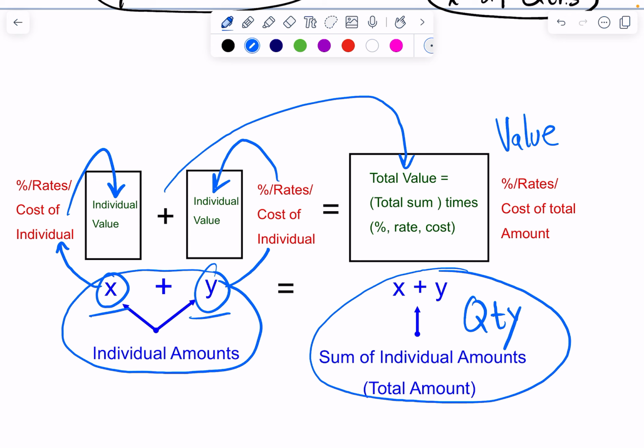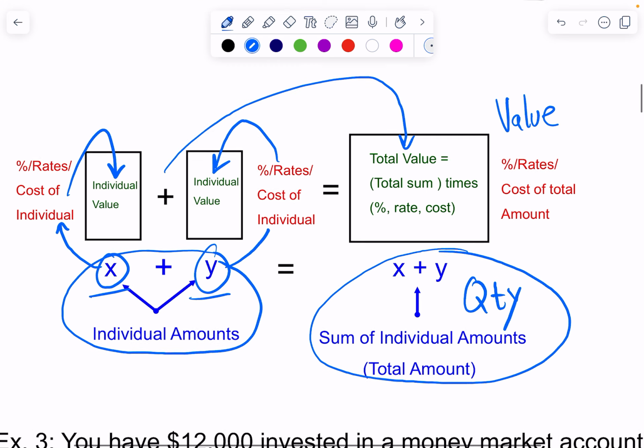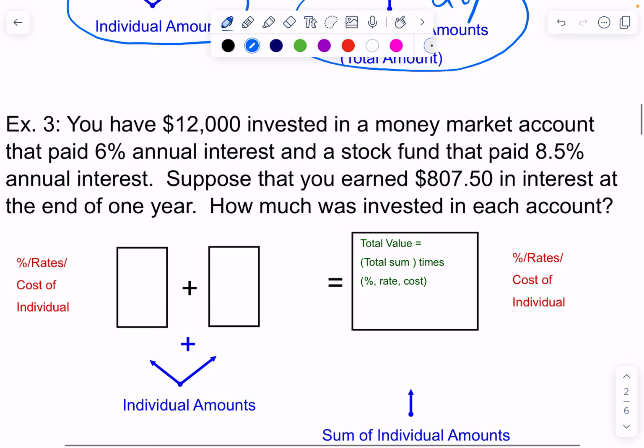So let's look at this in an actual example, and I think that's going to make life a lot easier for you. You're going to understand how to make this table. You have $1,200 invested in a money market account that paid 6% annual interest and a stock fund that paid 8.5% interest. Suppose that you earned $807.50 in interest at the end of 1 year. How much was invested in each account?